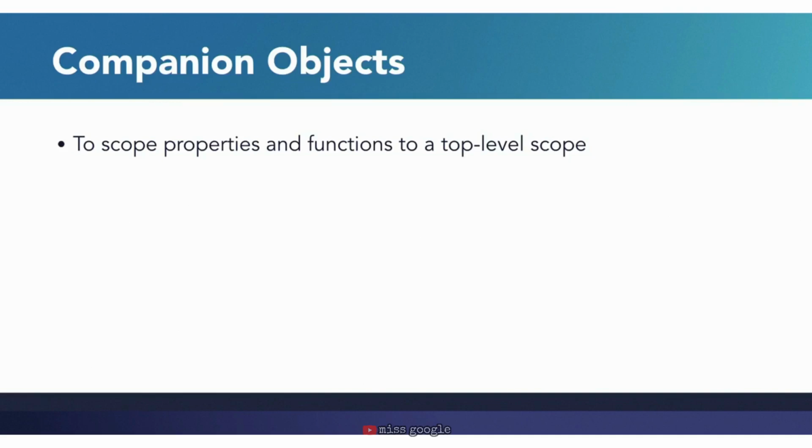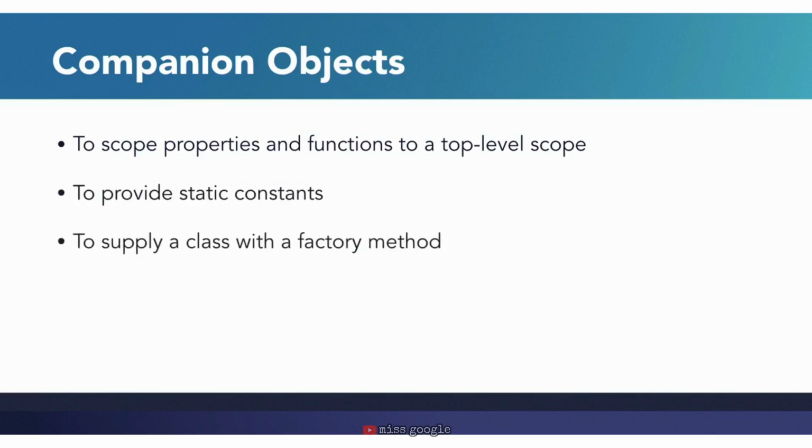Here are a few reasons. I am sure there are more. To scope properties and functions to a top-level scope, but avoid polluting the global namespace. To provide static constants. And to supply a class with a factory method.